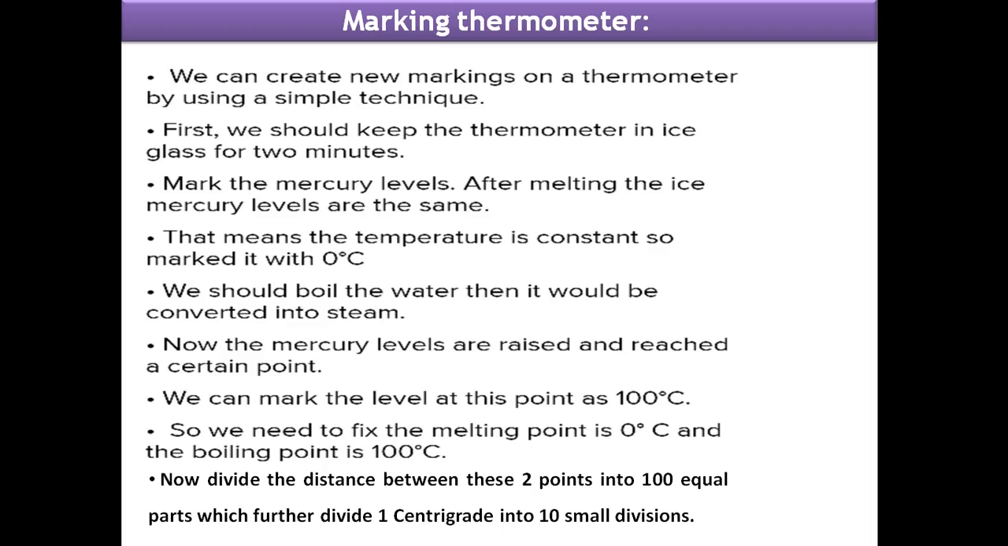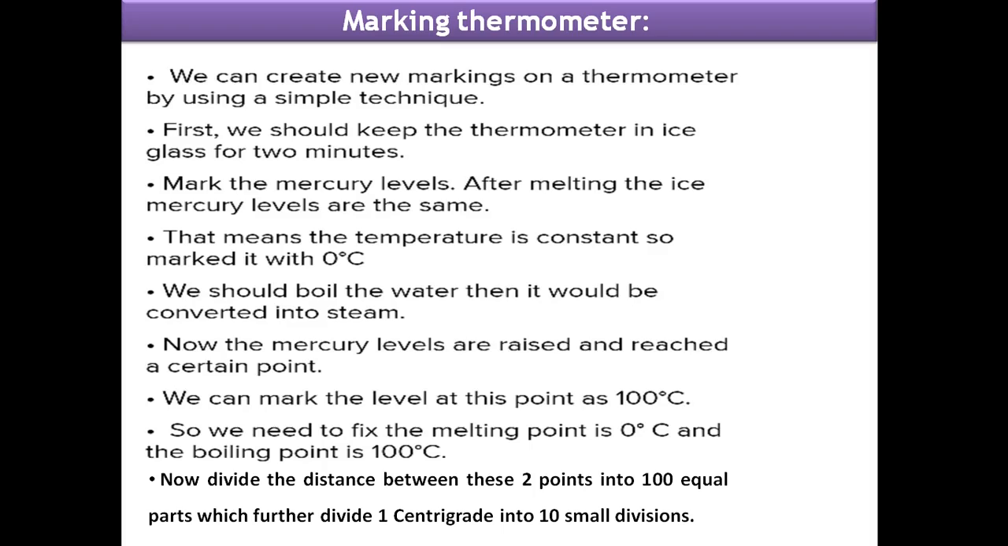Then take some water in a beaker. Immerse the thermometer into it and start heating the water. We should boil the water till it converts into steam. Now observe the mercury level. Take the thermometer out of the beaker and observe it. The mercury rises in the capillary tube and reaches a certain point, where it becomes constant. We can mark the level at this point as 100 degrees Celsius.